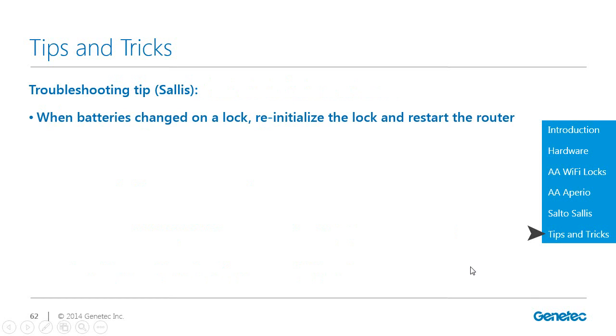A quick troubleshooting tip when using the Salus locks. If you have to change the battery on the lock, make sure you reinitialize the lock and restart the router. Now, just to minimize the impact on any other locks connected to the router, it would probably be a good idea to have a standard battery maintenance time that's outside of the peak hours.